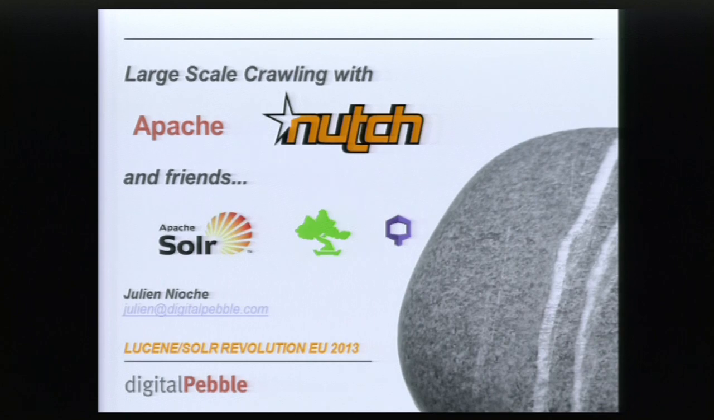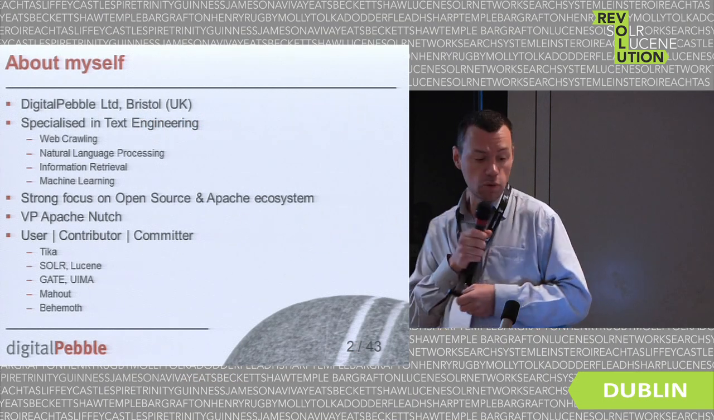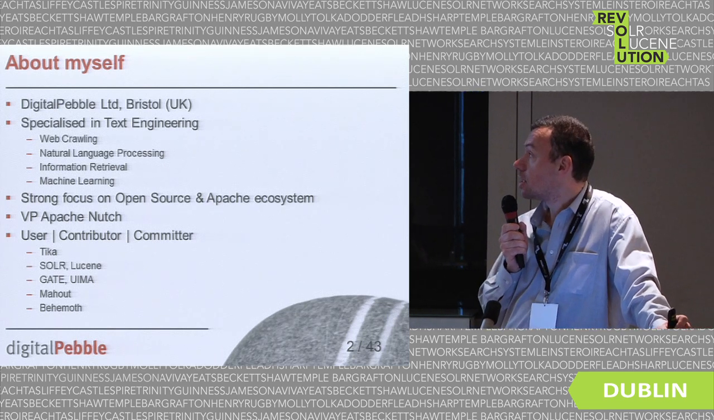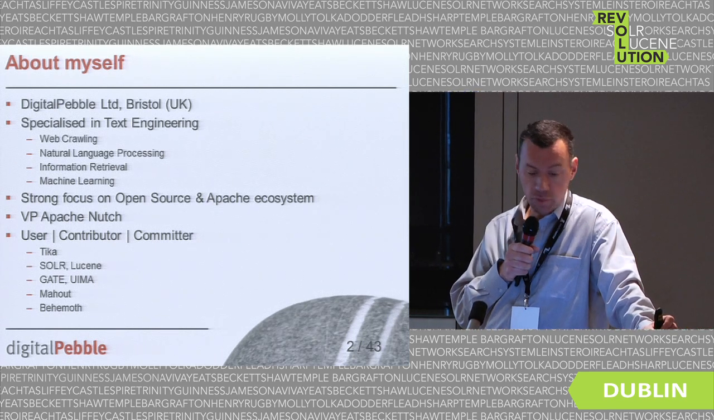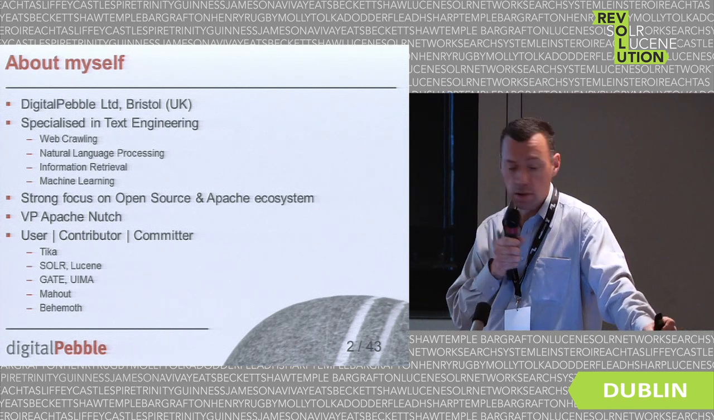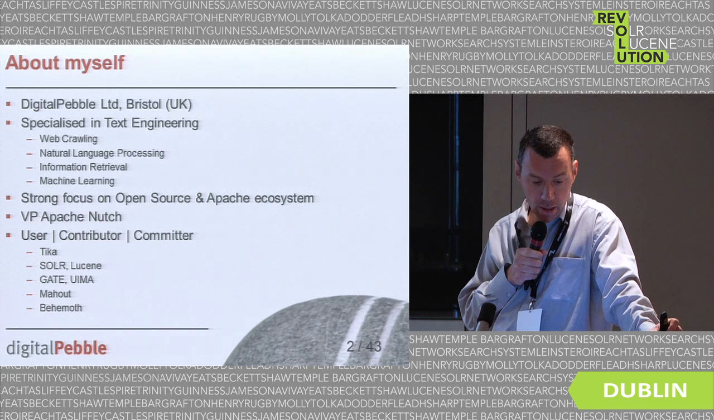I'm Julien Nioche. I live in Bristol. I run DigitalPebble, which is a consultancy doing basically anything to do with text, often on a large scale. So it goes from web crawling with Nutch, natural language processing, or doing machine learning, text classification, and so on.